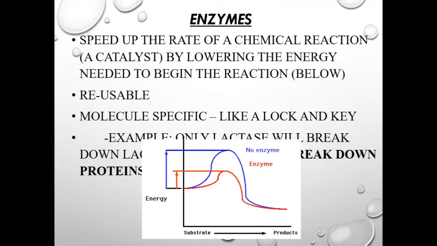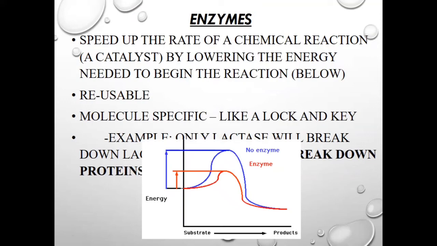Enzymes. Let's talk about enzymes. Enzymes speed up the rate of chemical reaction by lowering the energy needed to begin the reaction. So ito po yun. The illustration below shows how. Molecular specific like a lock and key, which is an example of that only acts and will break. So that's how enzymes works.